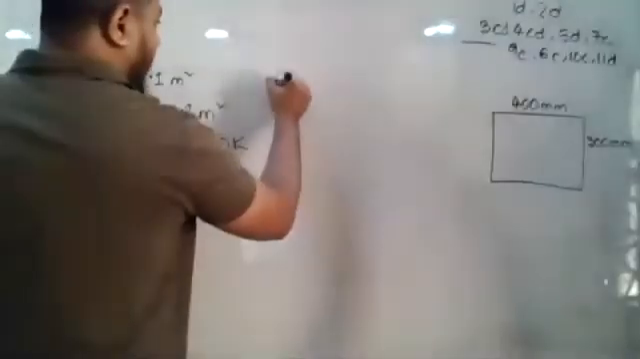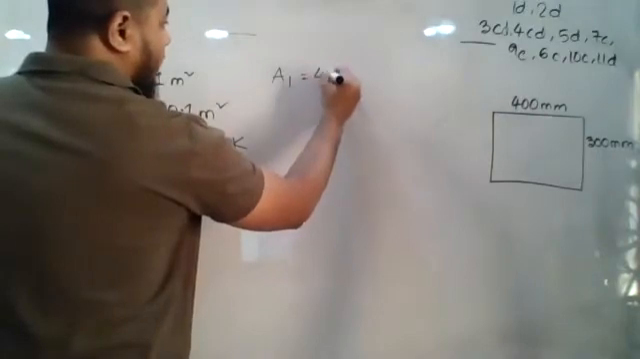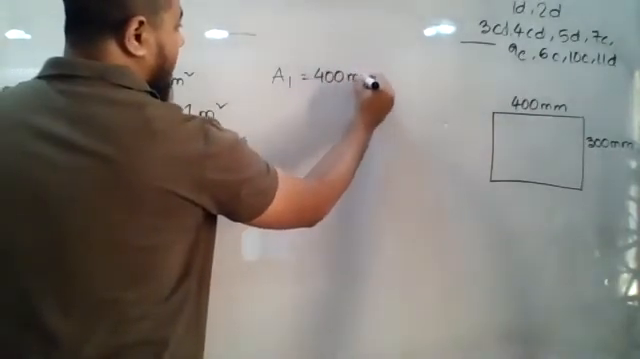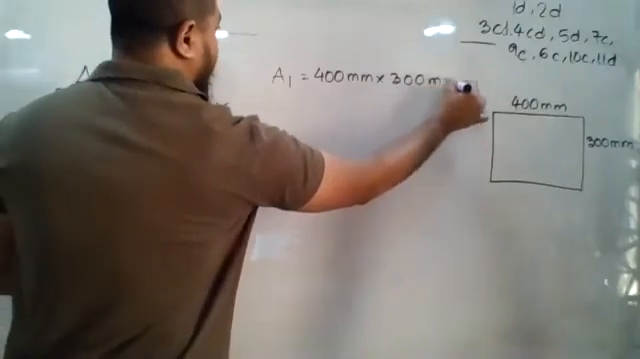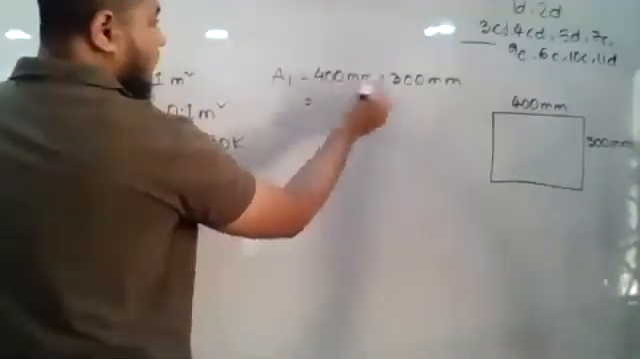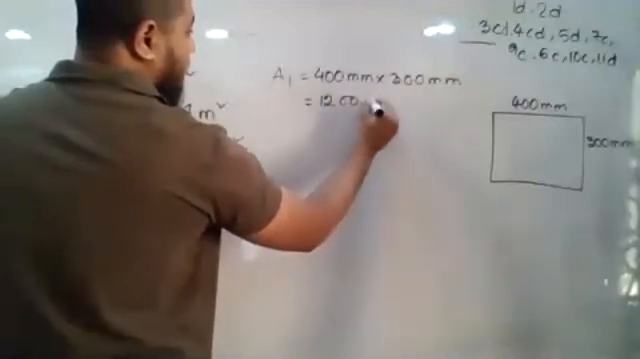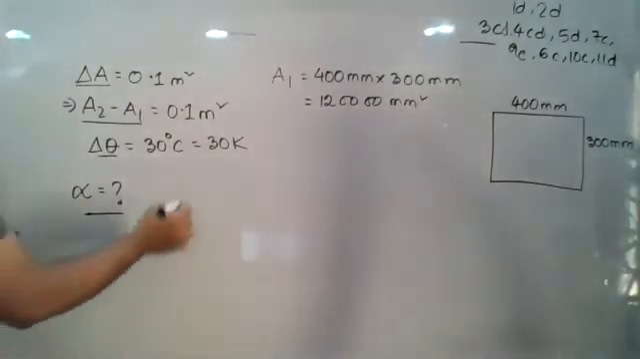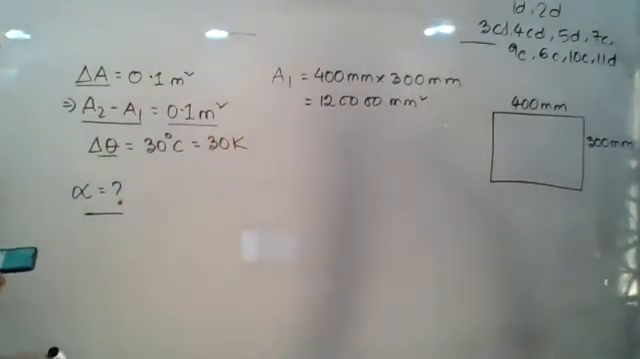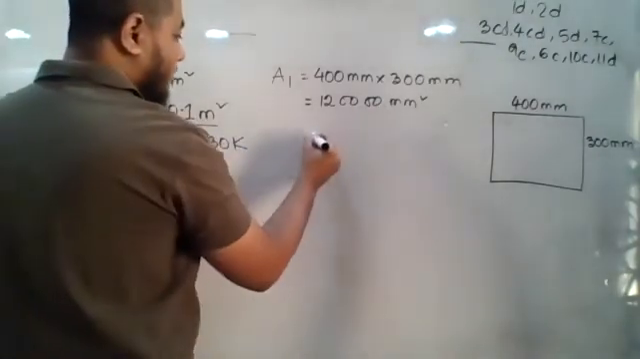From the given value, I can easily calculate A1, the initial area, that is 400 millimeter into 300 millimeter. So 4 into 3 will be 12, and after that 2020, so total 40. It will be millimeter square. But you can see that the change of area is given here in meter square. So definitely I need to convert it into meter square.